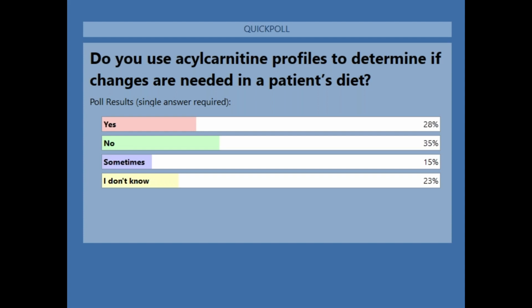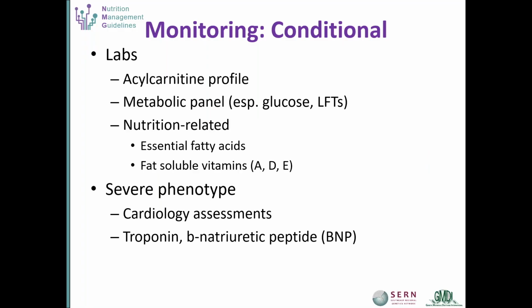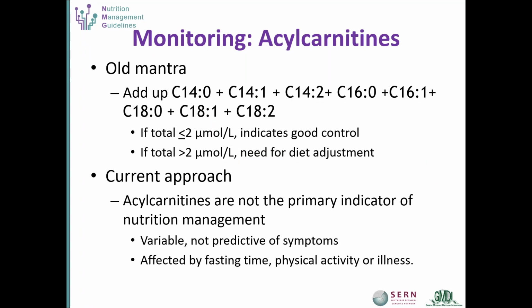Here in the US, we typically used acylcarnitine profiles with routine monitoring. The traditional way that we did this was to add up the different long-chain acylcarnitines. If the total was less than 2 micromoles per liter, that suggested good metabolic control. If it was over 2 micromoles per liter, that suggested that we needed to look at the diet. We no longer feel that this is useful.